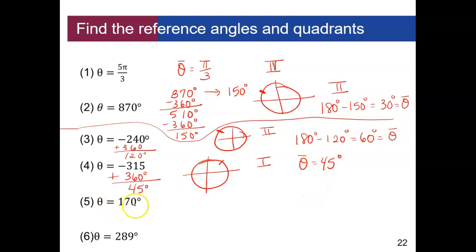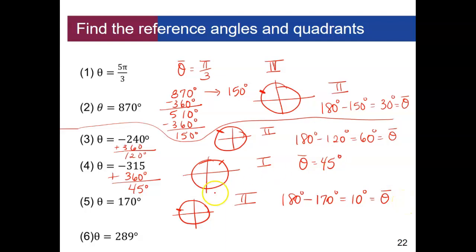Okay, next we have 170. 170 is actually on the unit circle over here in the second quadrant. So we've got another second quadrant angle. It just so happens that several of these are second quadrant angles. There's nothing special about the second quadrant. So in the second quadrant we'll do 180 minus our angle, so we have a 10-degree reference angle.